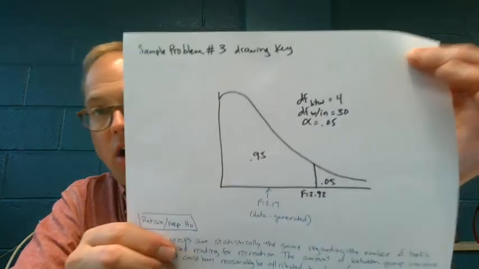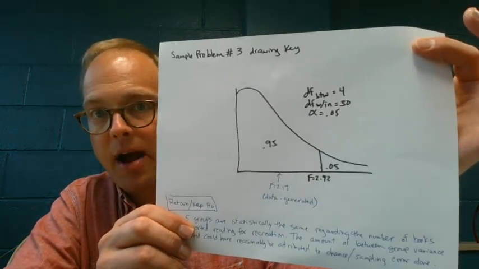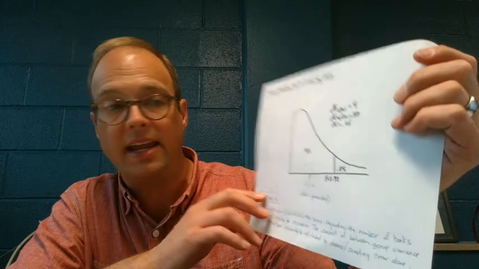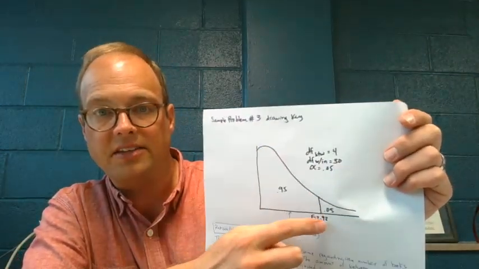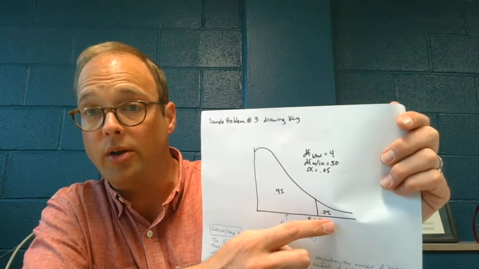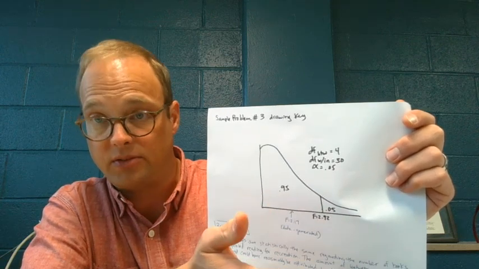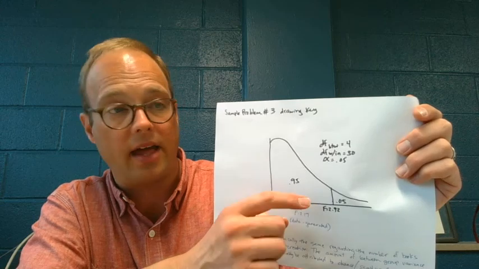So let's turn to the drawing, the last page in that handout. Sample problem number 3, drawing and key. Again, I drew the F probability distribution, indicated a tail, indicated the size of the tail, 0.05. How did I know it was 0.05? Because that's the level at which we were asked to test the hypothesis.